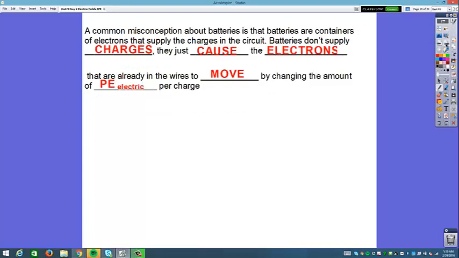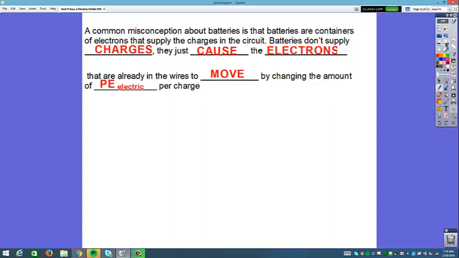Okay, so the thing about a battery is that batteries supply energy. They don't supply electrons. So when a battery dies, it's not that it has run out of charge. All of the charge you need to power everything is already there.